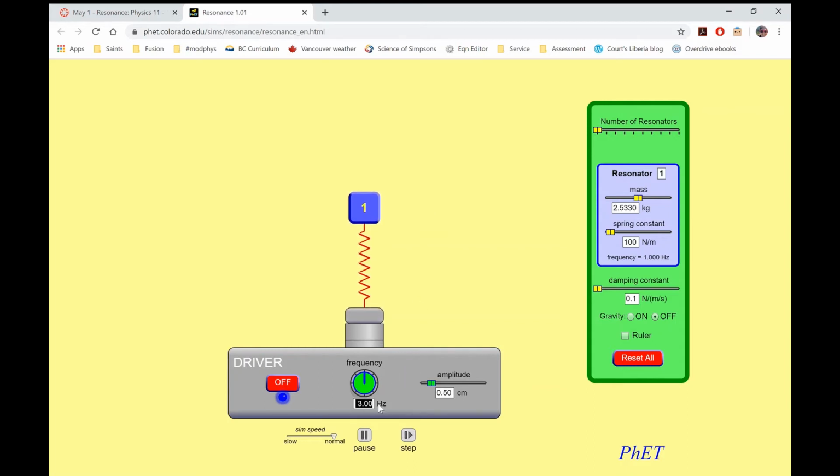If though I change the driver to be at the natural frequency of that oscillator, I get some very surprising results. Almost right away, this amplitude starts to build. This is excessively constructive.